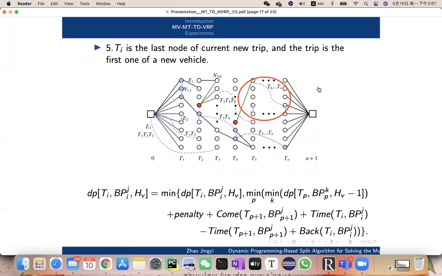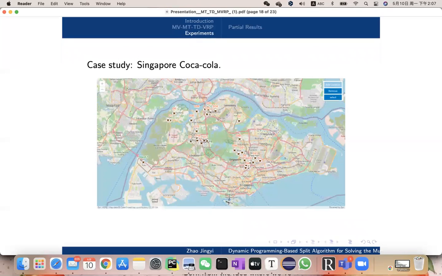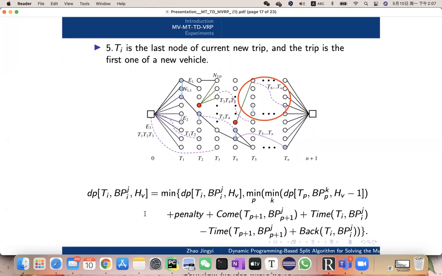And the fifth transition situation is very similar to the fourth one, the difference is we change to a new vehicle, so we no longer need to consider the departure time of the last trip and this trip. But also, this trip needs to satisfy the capacity of the vehicle, and the maximum travel distance cannot be bigger than the constraint. And these are all the transitions of the dynamic programming.